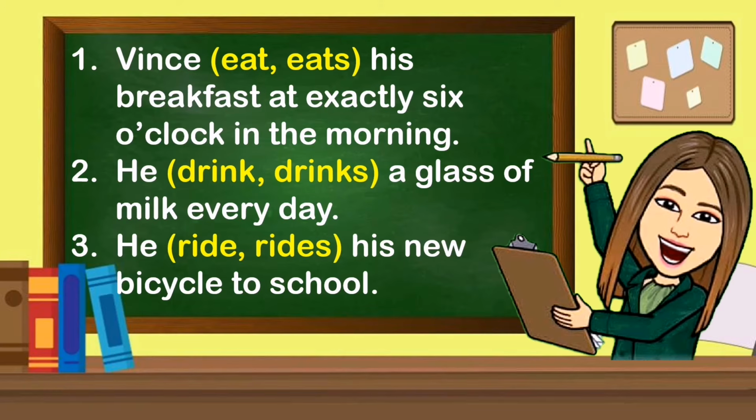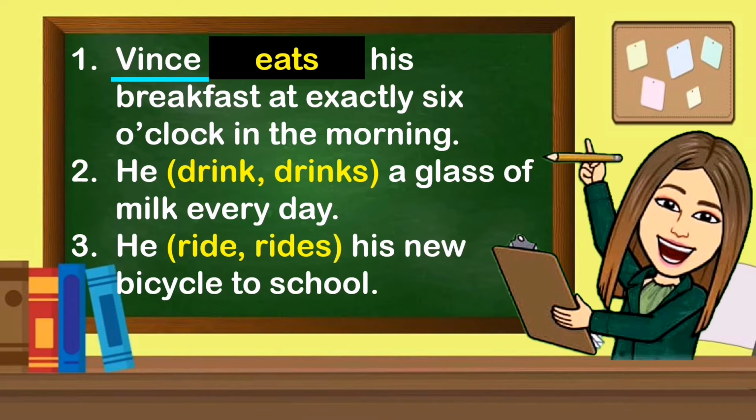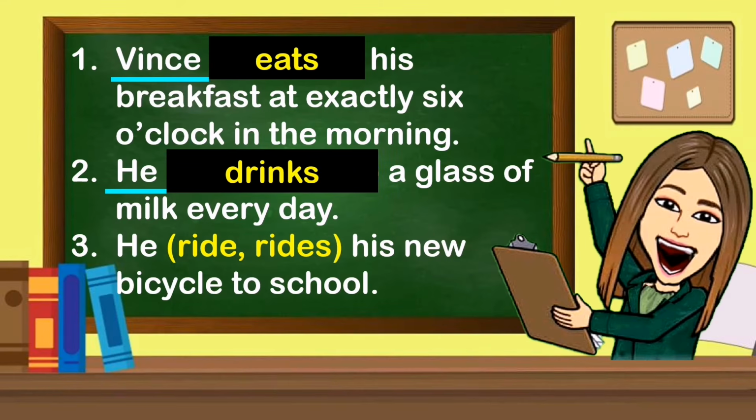Now, let's check your answers. Number 1. The subject is Vince and the verb is eats. So with S ang verb natin kasi isa lang ang subject sa sentence which is Vince. Number 2. The subject is he and the verb is drinks. So the verb has S sa dulo ng salitang drink kasi isa lang din ang subject natin which is he.